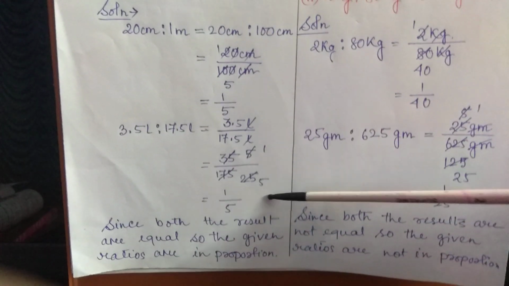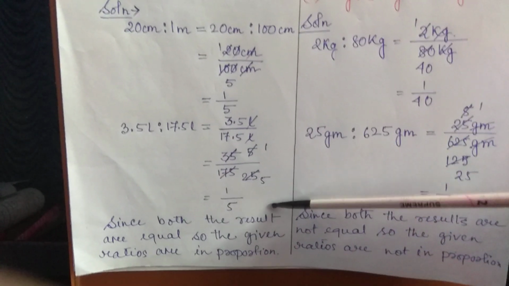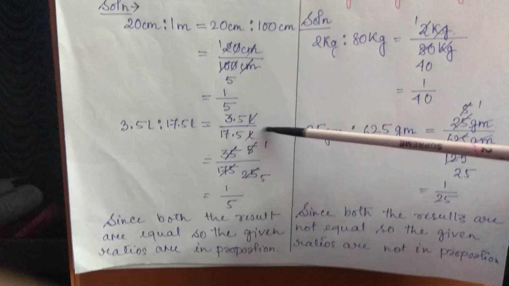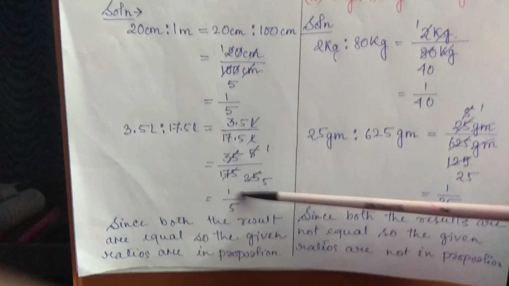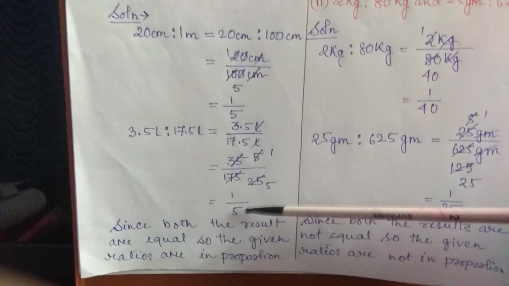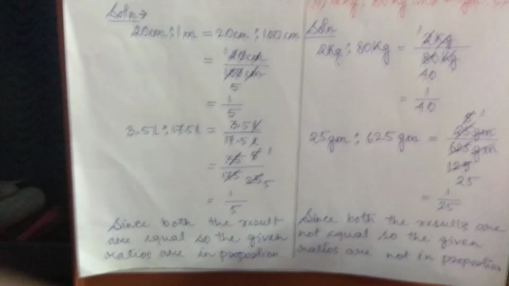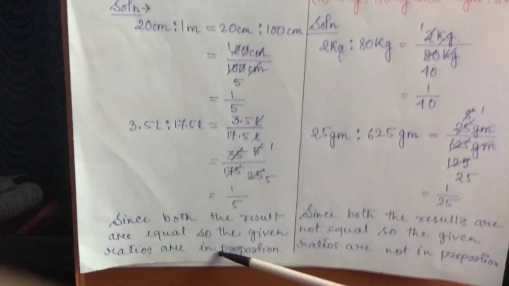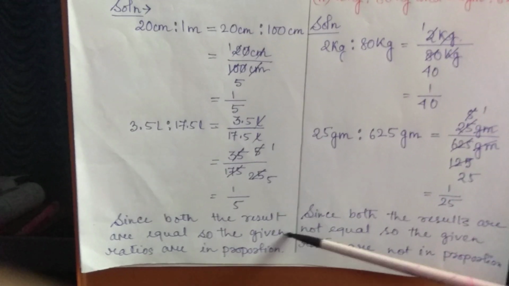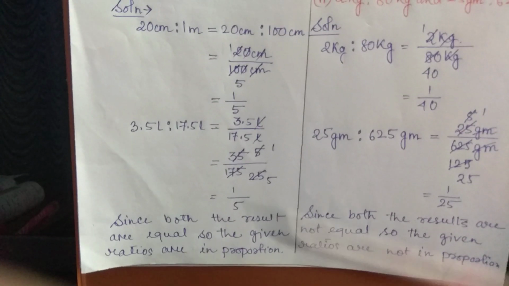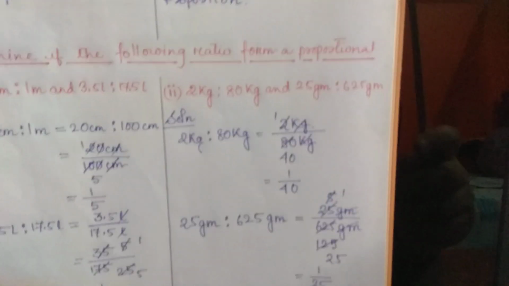Similarly, in the second case also, I have done the same. Here I have simplified twice, once with 7 and the next with 5. I have got the result as 1 by 5. So in both cases I have got 1 by 5. So my solution will be, since both the results are equal, the given ratios are in proportion. Okay. Now let's move to the second example.